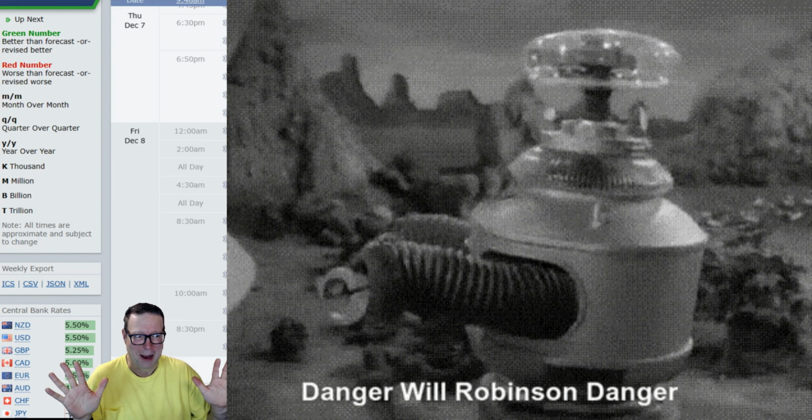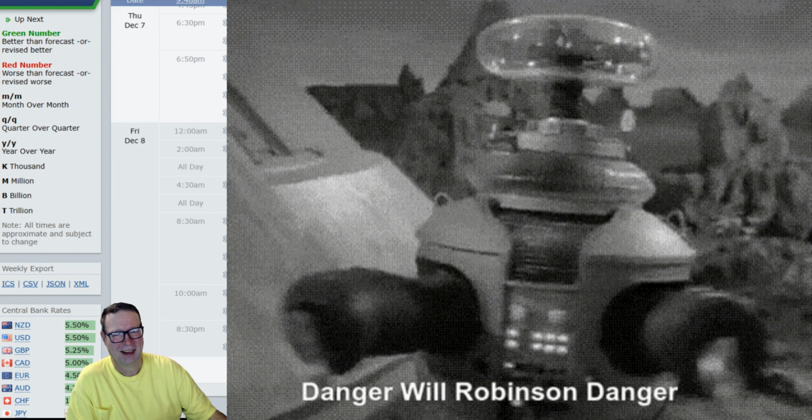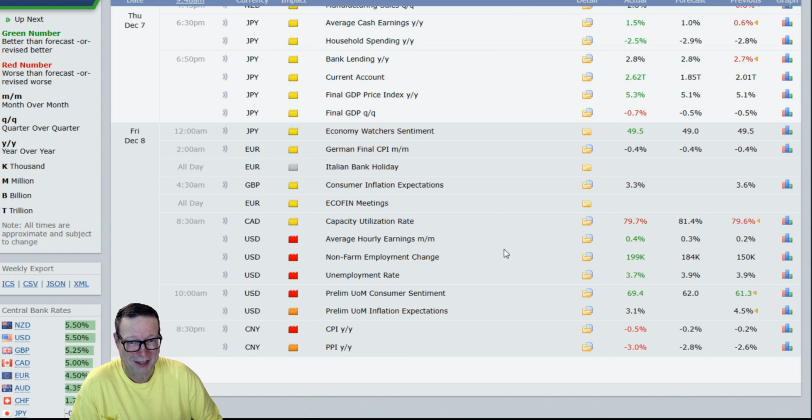Danger, danger, Will Robinson. Really, seriously. Just be cautious around those. I mean, otherwise, strap yourself in and you're going to go for a wild ride.